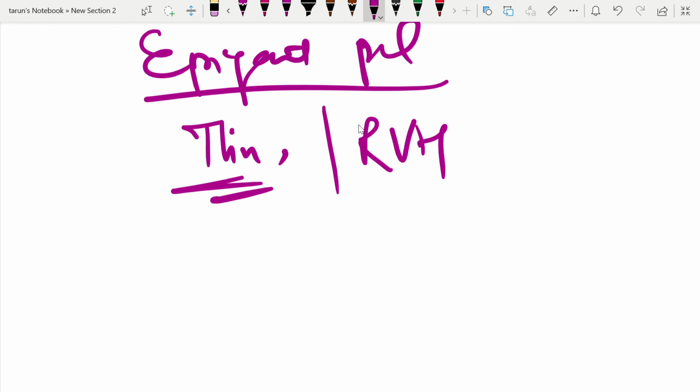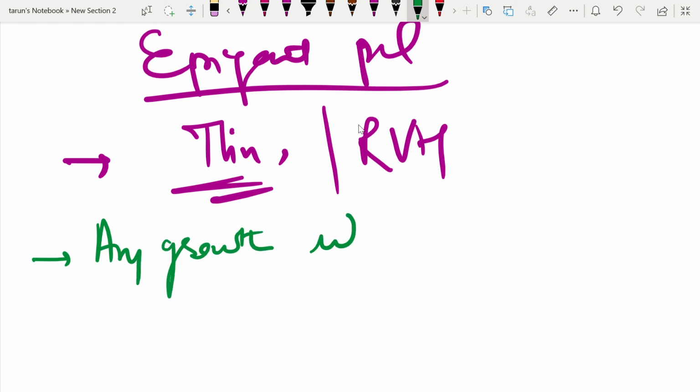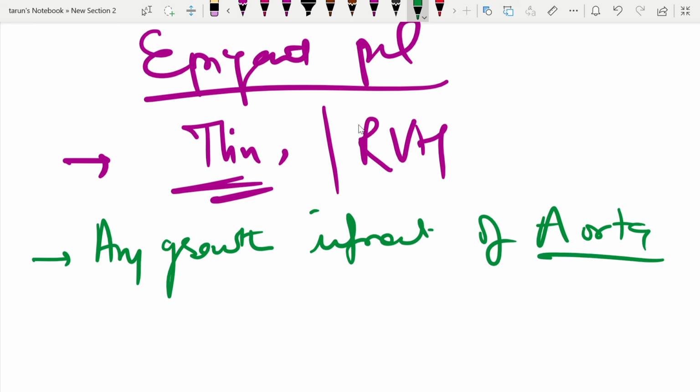So this is very important, I am highlighting it. If a person has epigastric pulsation, you can say that any growth in front of the aorta can give rise to it. What can the growth be? Like gastric carcinoma. But these pulsations usually disappear as the person adopts the knee elbow position. So these are causes of epigastric pulsation.